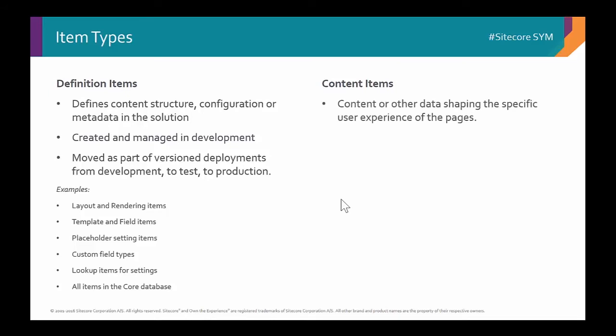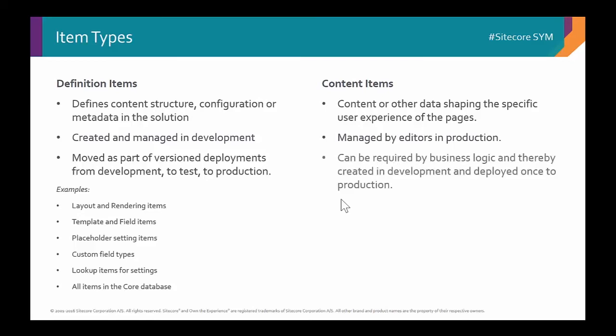So content items are the content or data shaping the specific user experience. That's a very ambiguous one, but it's managed by editors in production. It can be required, this is important, so the structure of a solution can be required in a certain way by business logic. The fact that you have /Sitecore/content/home/global might be a statically defined convention that you say is where you put your stuff. So the global item in Sitecore, or even the home item, is that a definition item? It's probably not. It's probably a content item, but it's required by business logic.